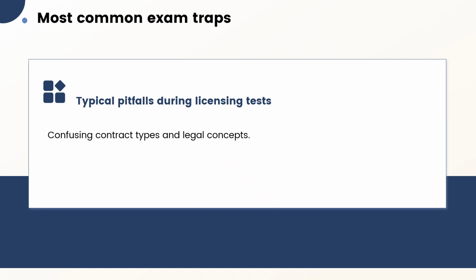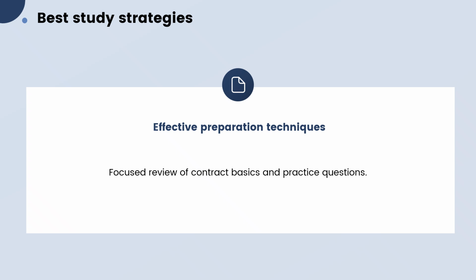The most common exam traps usually involve confusing similar terms. Students mix up bilateral and unilateral. They confuse executed and executory. They confuse void and voidable. They also mix up exclusive agency with exclusive right to sell. The best way to avoid this is to compare similar terms side by side. The best way to study contracts is to focus on the basics and practice questions. Practice scenario questions are especially helpful because that's how the exam often tests you. The more examples you see, the easier it becomes to recognize what the question is really asking.